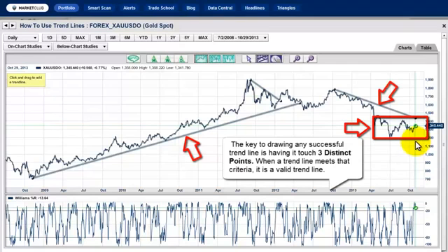And the key is 3 separate points touching, not 2. If you have more than 3, it's okay, but never less than 3.